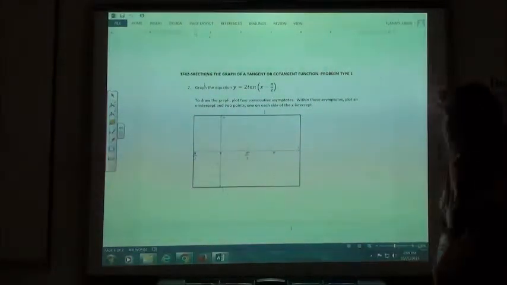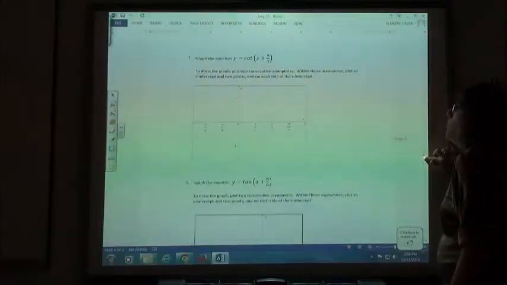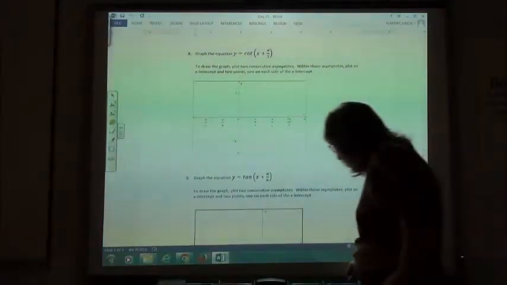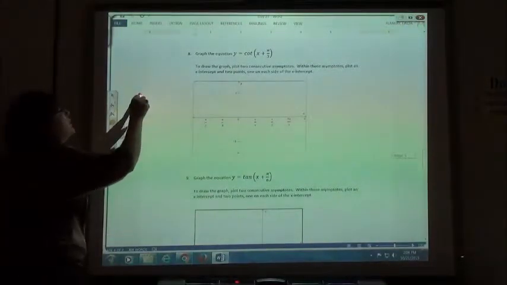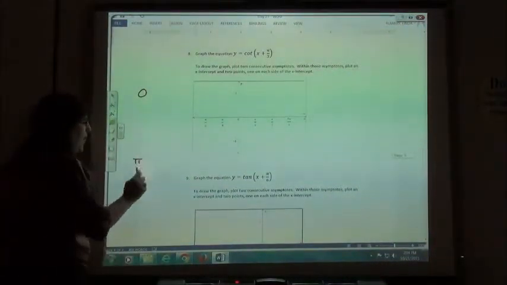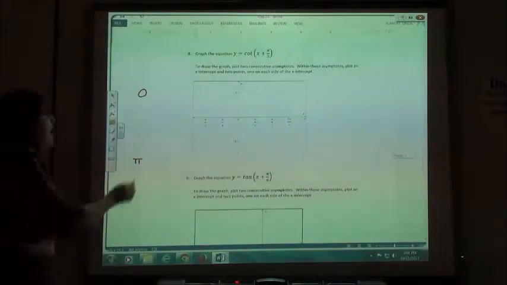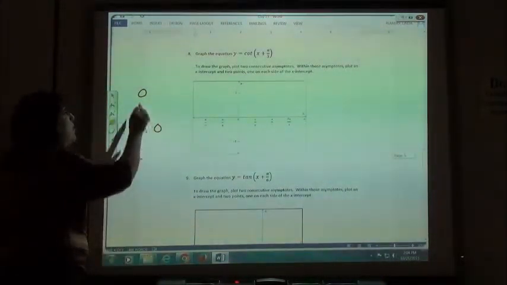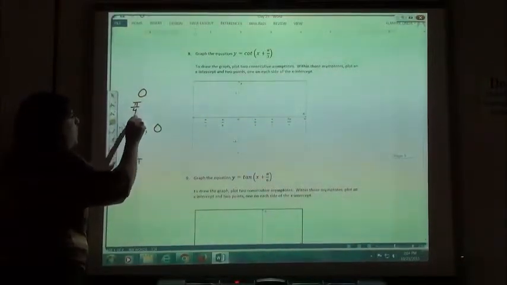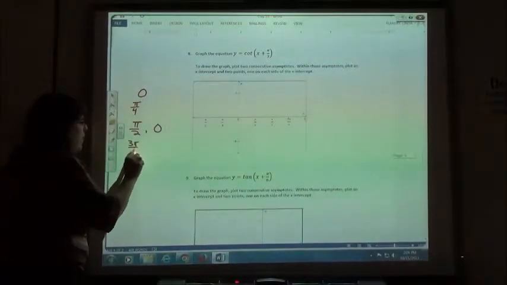Number 8, we are going to do a cotangent graph. Thinking about my normal values for cotangent, cotangent starts at 0 and ends at pi, has a period of pi. Halfway between is pi over 2, where I have my 0. So this would be pi over 4. This would be 3 pi over 4.